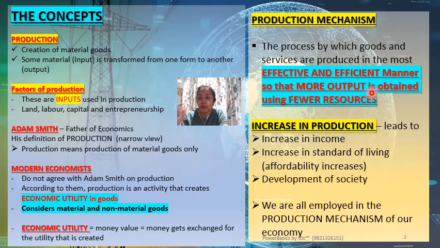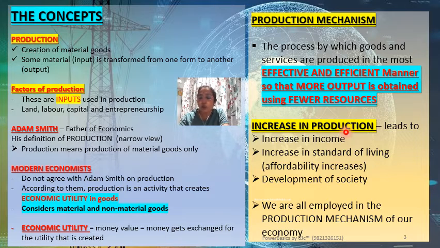Okay. Production mechanism. The definition could come. What is a production mechanism? The process by which goods and services are produced in the most effective and efficient manner, so that more output is obtained using fewer resources. You should be able to have a production mechanism, a businessman or somebody, where using the least amount of input in the shortest time, the best output is created. Few resources are meaning inputs, okay?